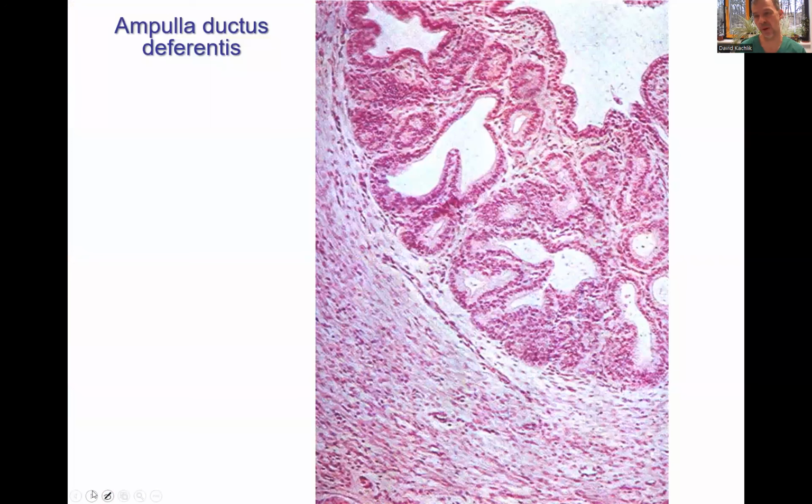And when we come to ampulla, you can see that in ampulla there are many of these side spaces which we call crypts. So this is the ampulla, the terminal part of deferent duct.